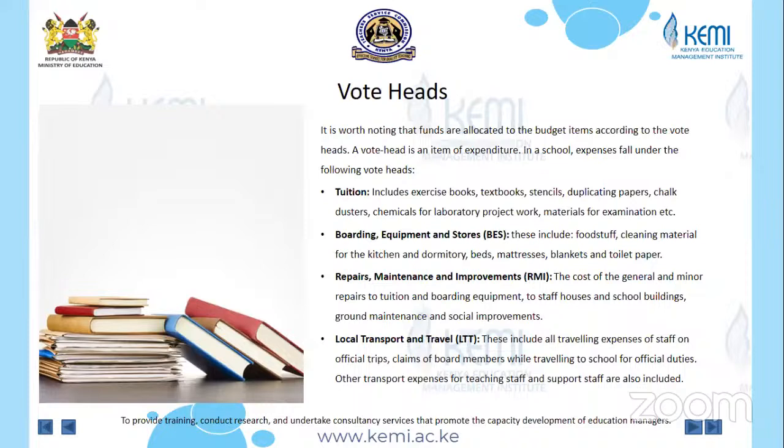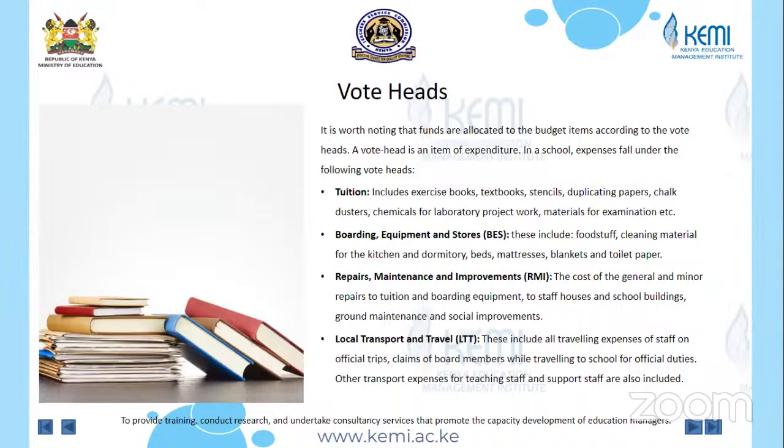And then we have local transport and travel. These include all travel expenses of staff on official trips, and claims of board members while traveling to school for official duties. But remember, where we are saying claims of board members, this will depend on each individual school, depending on the income that they have. For example, if I am a board member from my village and I stay in Mombasa and I am supposed to travel all the way to Western Kenya, if I claim the transport there, I will be depleting the whole budget. And therefore, it will depend on the type of school and the availability of resources.